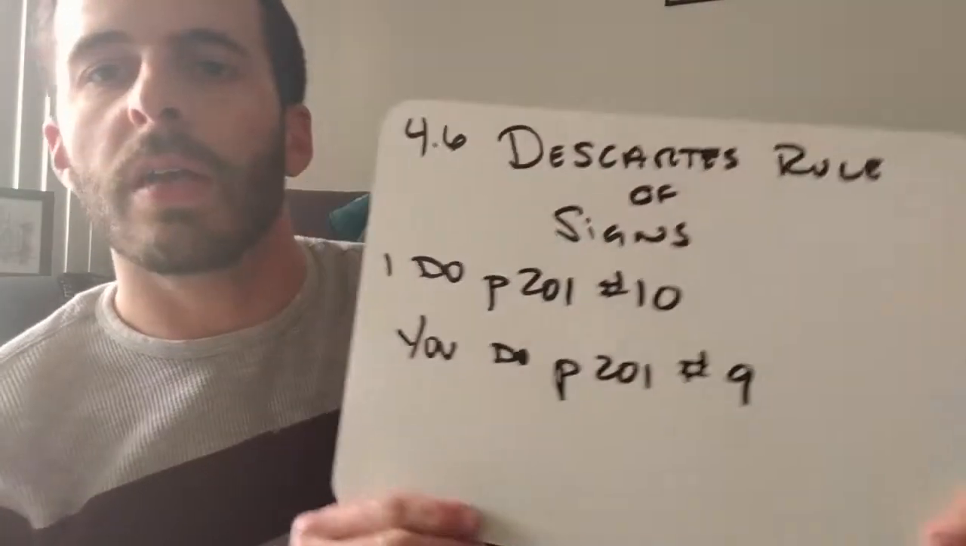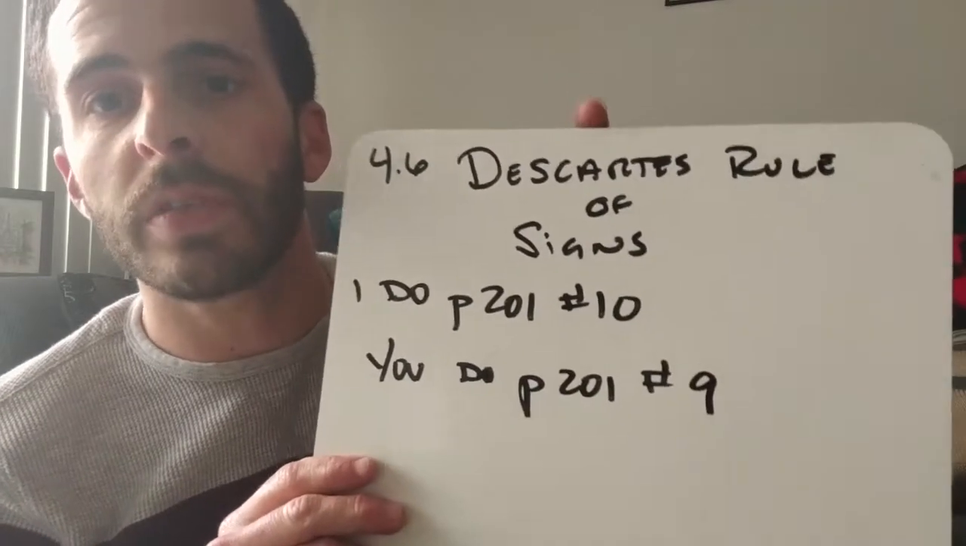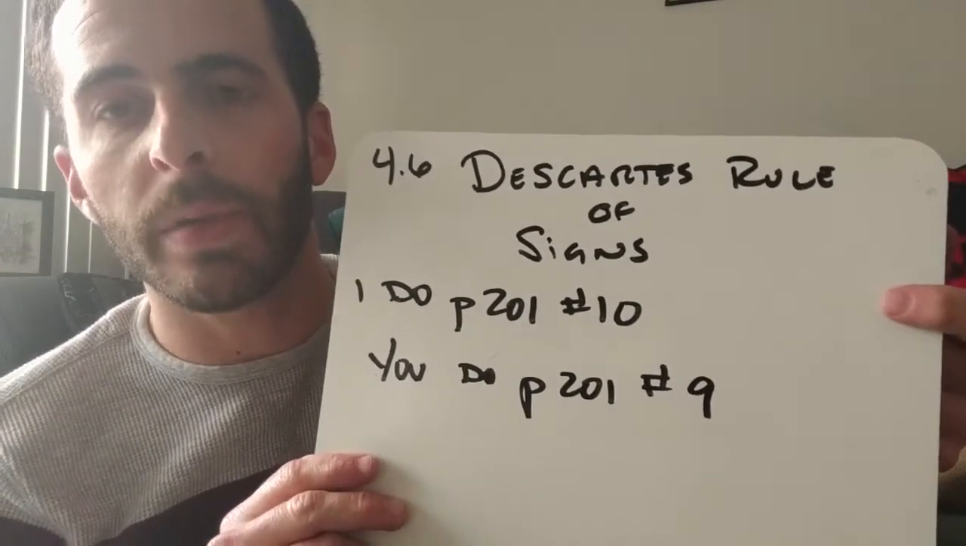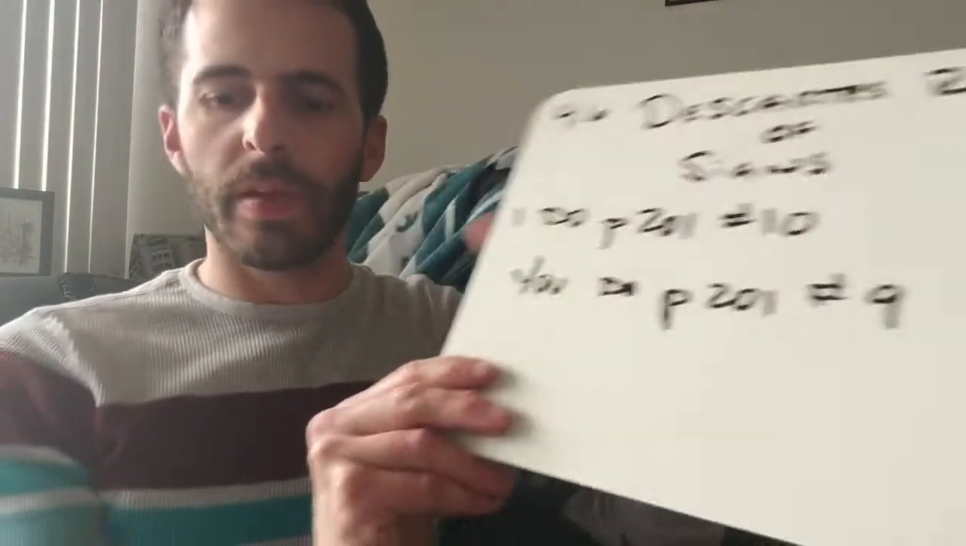This video is actually another one of those check your work kind of videos. It's Descartes' rule of signs. I'm going to do page 201, number 10. You're going to do page 201, number 9. It's a little easier. You're welcome. All right. So Descartes' rule of signs.